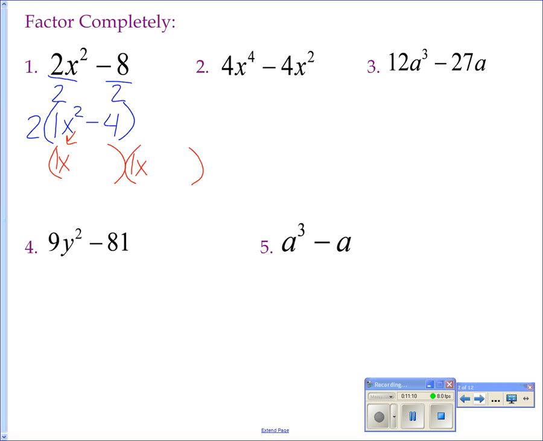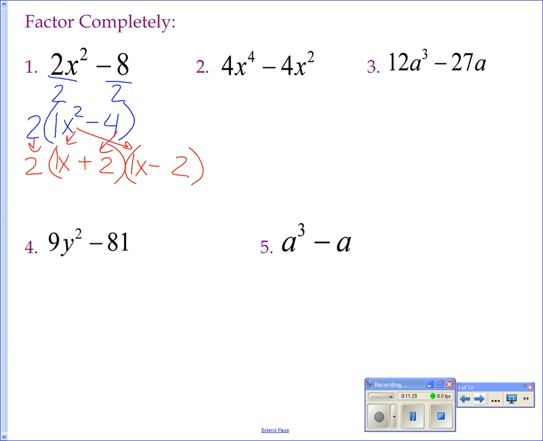How does 4 split? So negative 4 would be a positive 2 and a negative 2. And you drop down that 2 in front. So that's the answer. Drop down that 2 in front. Don't forget about the 2 in front.